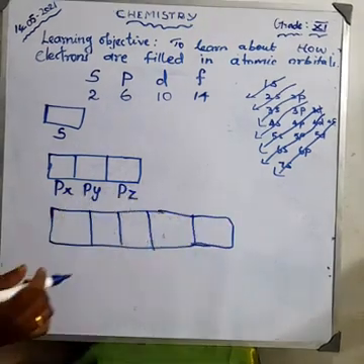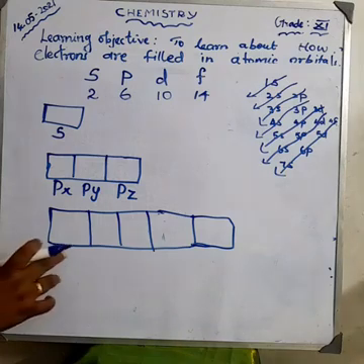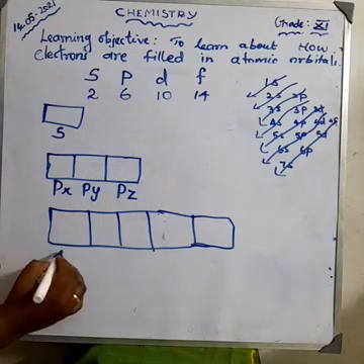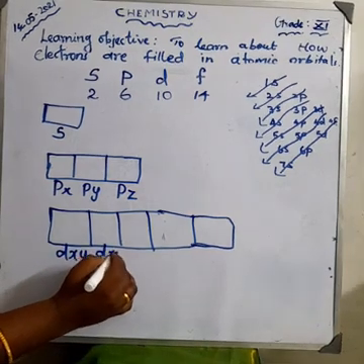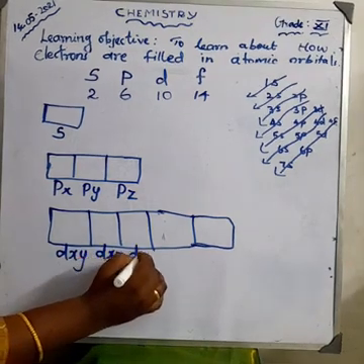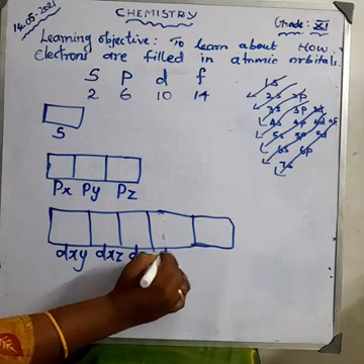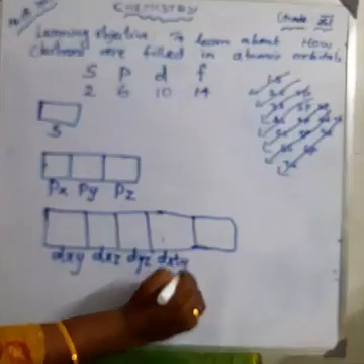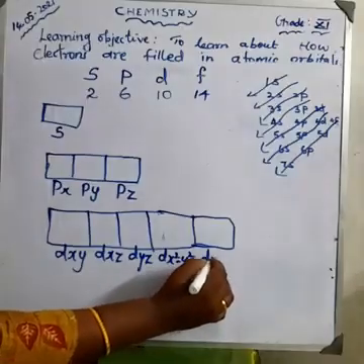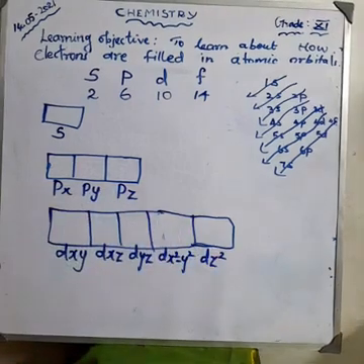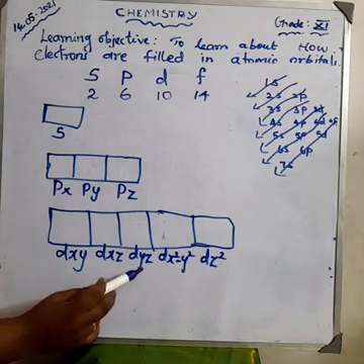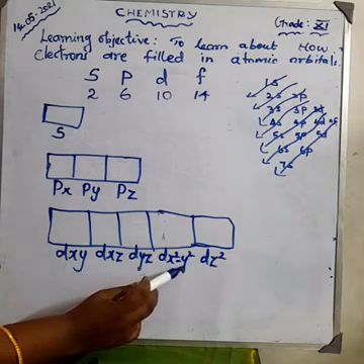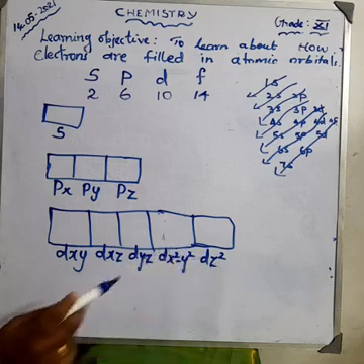The 5 D orbitals are namely dxy, dxz, dyz, dx square minus y square and dz square. There are 5 D orbitals: dxy, dxz, dyz, dx square minus y square and dz square.